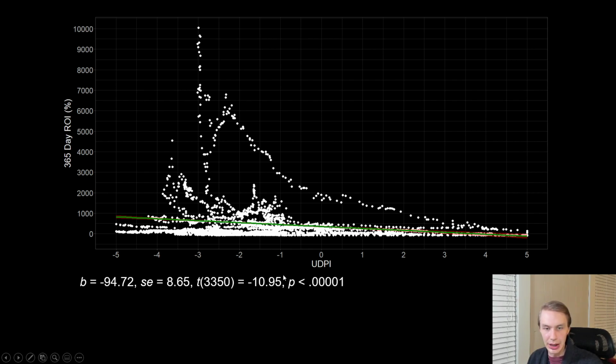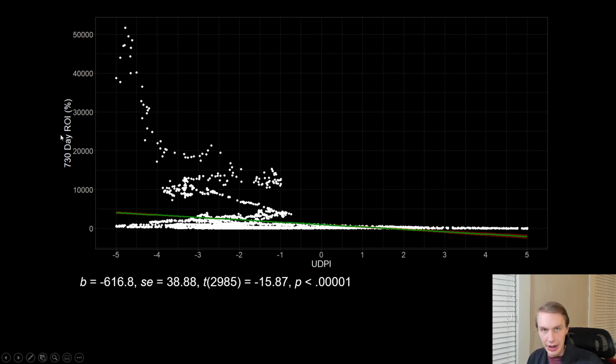So that's what that is suggesting there. Let's look at the 730-day ROI, so about 2 years here. Here's where we can see some of these -5s starting to flex their muscles, because now we're giving enough time for those market cycles to really start to develop.